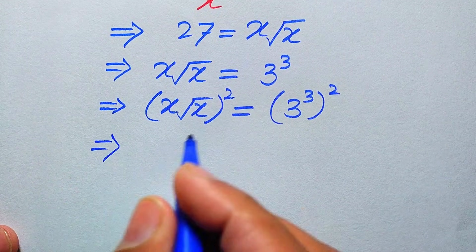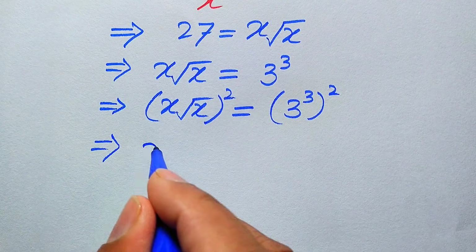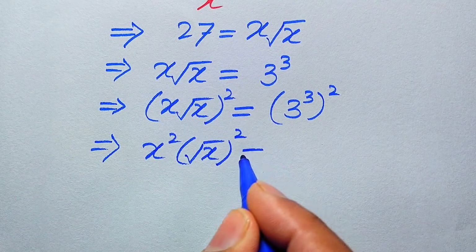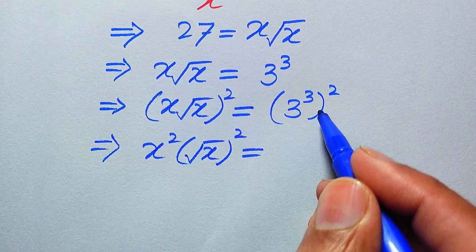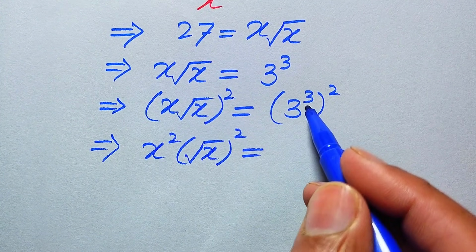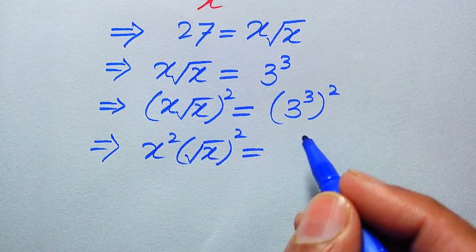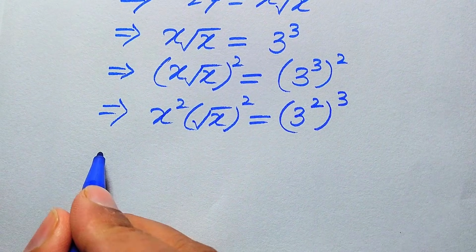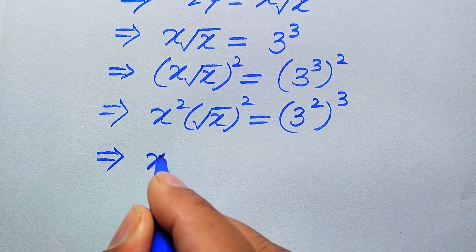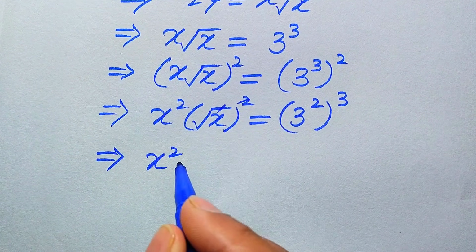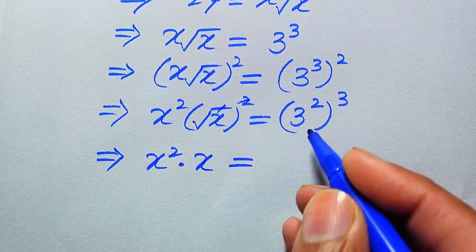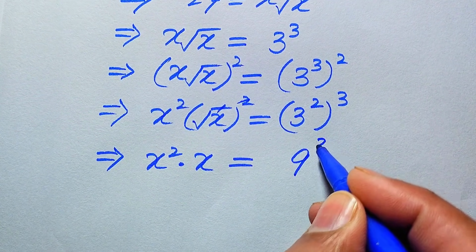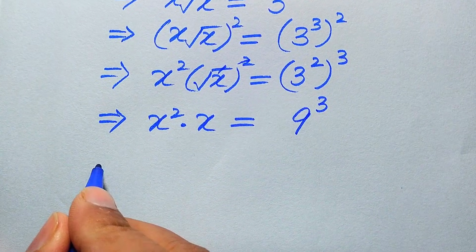And further in the next step we need to apply the square separately on both of these two values, and it becomes x squared times the square root of x, and its whole square, is equal to, here we need to interchange both of these two values. We move 3 outside the term and we move 2 inside the term, and it becomes 3 squared and its whole cubed. And further in the next step, this x squared, this 2 and square root are gone, and we get x is equal to 3 squared, and we know that 3 squared becomes 9 and its whole cubed.